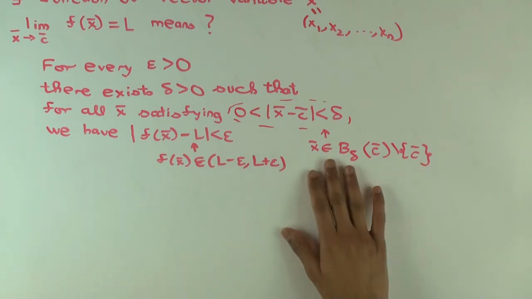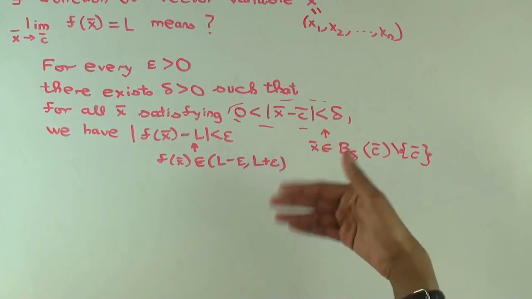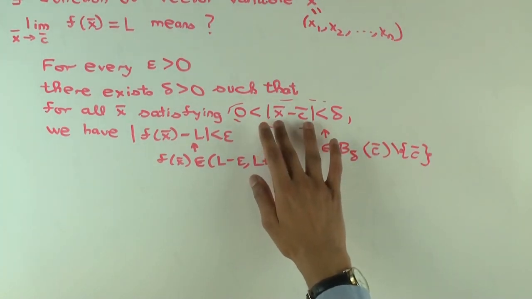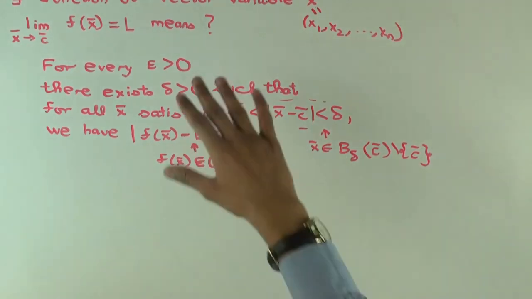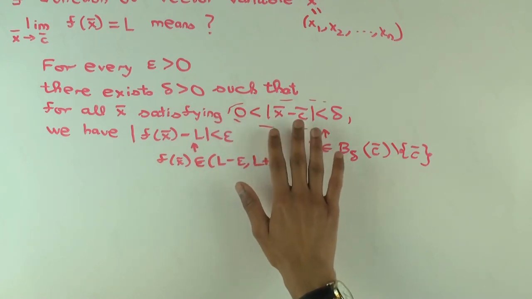So intuitively, what is this saying? x is close to C. How close? Well, closer than delta. Because mod x minus C is basically just the distance between x and C. Okay? So this is the definition. It just looks almost exactly like the definition for a function of one variable.